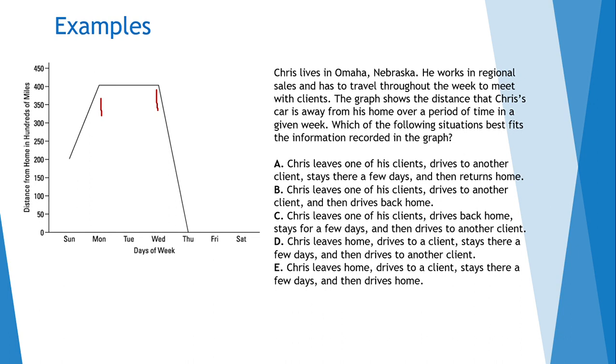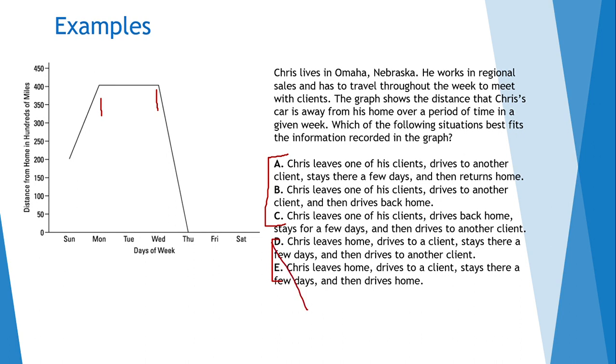So I'm looking at all of these, and the first thing I see is Chris leaves one of his clients or Chris leaves home. So D and E is one block, and C, B, and A are one block of answer choices. So I'd pick that Chris leaves one of his clients because if he leaves home, he would start at 0 miles, but in this case, he's starting at 200 miles, which means that he's already somewhere. So I can eliminate D and E right off the bat.